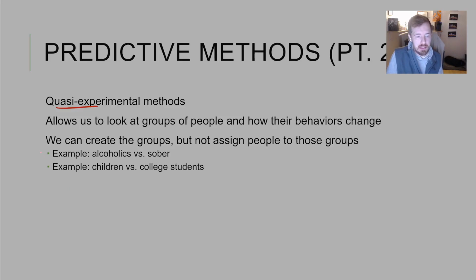Another example would be if you were studying people who were alcoholics versus people who were sober. You can't ethically tell people, all right, for this group, we want you to get blackout drunk 3 nights a week. And for those of you in the sober group, we don't want you to drink at all. You can't do that because that would be super unethical, right? Because somebody's gonna get hurt in that alcoholic group.